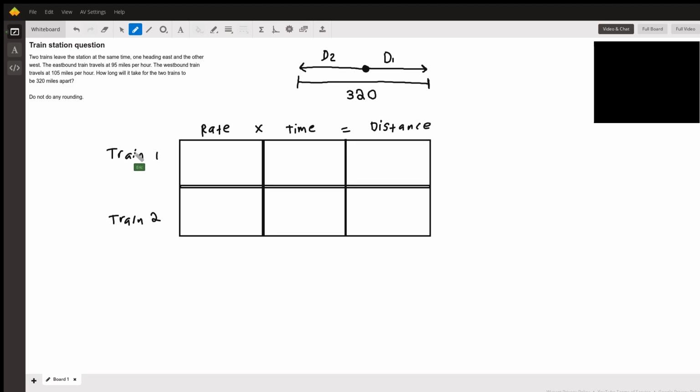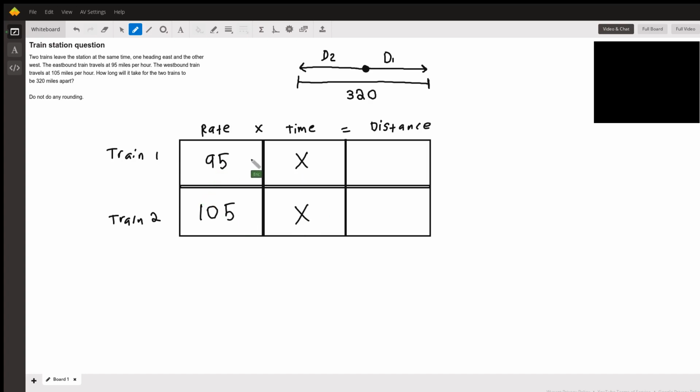We know that train 1, or the eastbound train, I should say, travels at 95 miles per hour. So that's going to be D1 over here, with a rate of 95 miles per hour. We know that the westbound train travels at 105 miles per hour. So the rate for the westbound train, or D2, is going to be 105 miles per hour. The time, we do not know, because it asks how long it will take for the two trains to be 320 miles apart. However, we know they travel the same amount of time, so we can call the two times x.